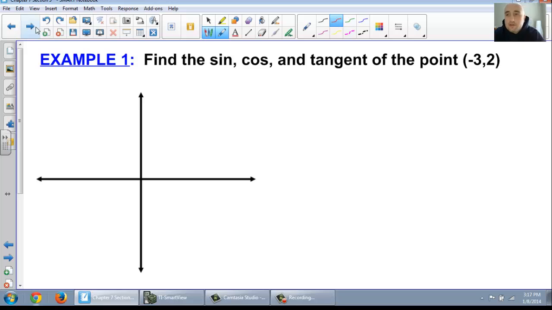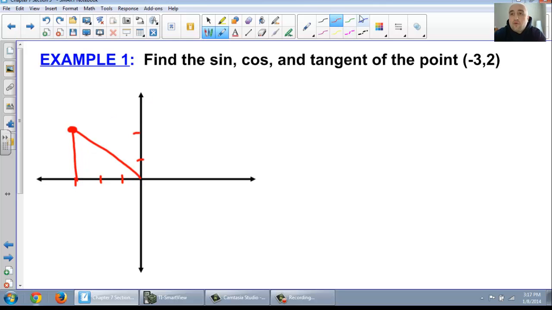Okay, so let's look at an example here. It says find the sine, cosine and tangent of the point negative 3, 2. The first thing we're going to do is plot negative 3, 2. So 1, 2, 3, 1, 2. So negative 3, 2 is 3 to the left and 2 up. So first plot that point. Then draw in your triangle. I'm going to go from the origin to my dot, and then straight down.